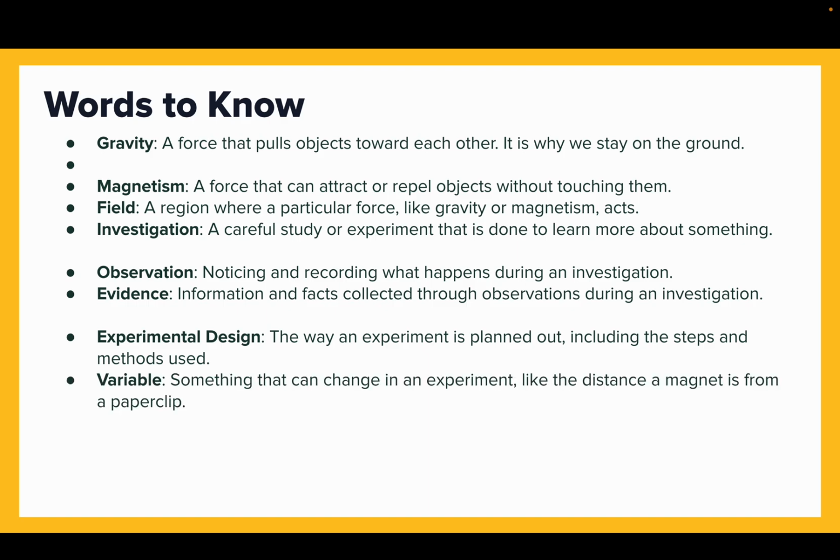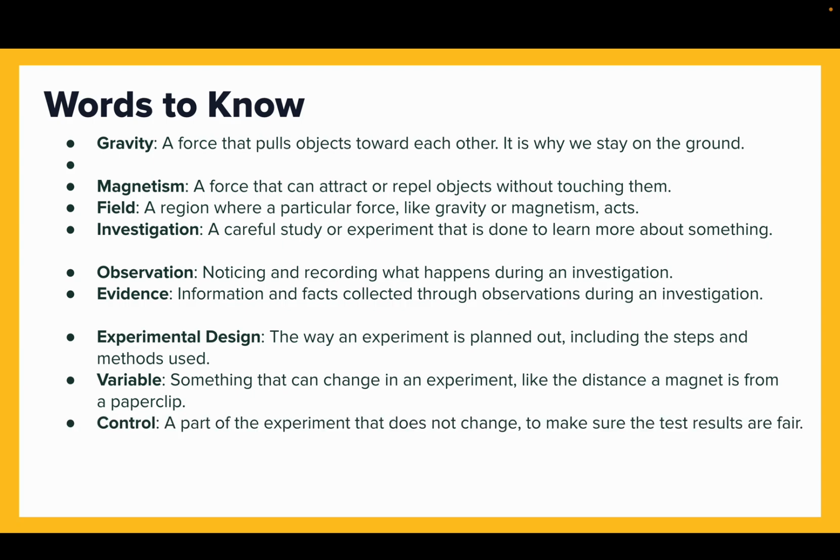Variable, something that can change in an experiment, like the distance a magnet is from a paperclip. Control, a part of the experiment that does not change. This makes sure that the test results are fair and repeatable.